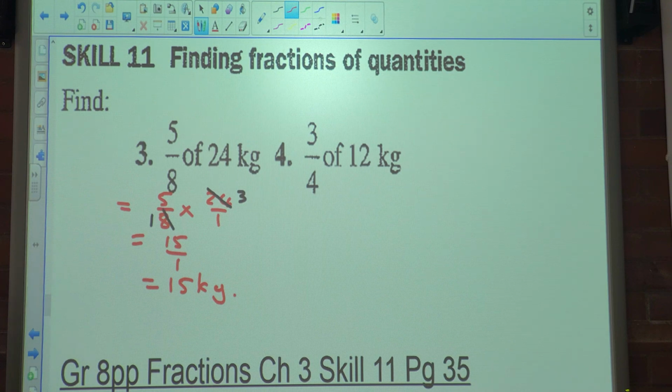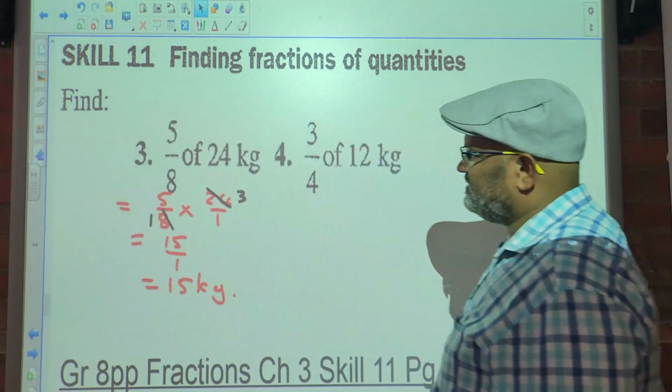You say 15 over 24. You'll get again an answer of 5 over 8. Okay, but we'll speak more about that when we're busy with ratio and proportion. Okay? And for now, that is your calculation.